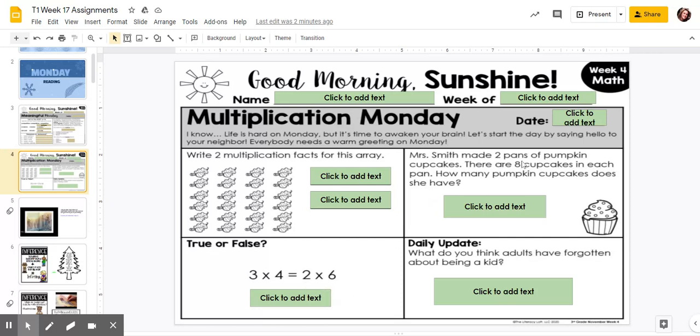Mrs. Smith made 2 pans of pumpkin cupcakes. There are 8 cupcakes in each pan. How many pumpkin cupcakes does she have? So you are going to multiply those two numbers together to get the product.